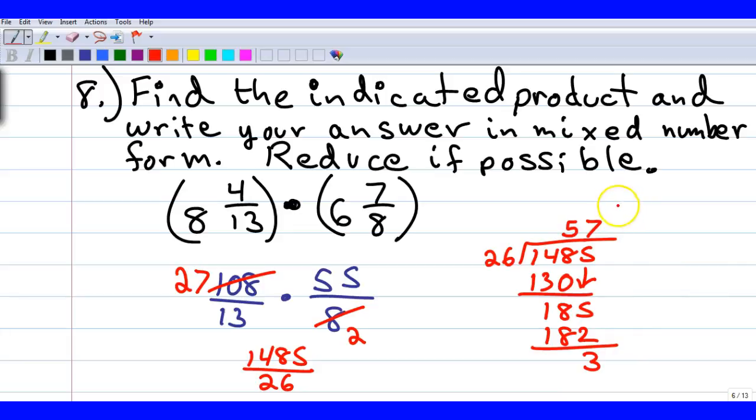So 3 remaining, so I have 3 over 26. Now, I double check to see if I can reduce my fraction if possible. 3 is only divisible by 3, so I look at the 26 to see if 3 will go into it. It will not. So it's as reduced as possible. So 57 and 3/26 is my smallest possible value.